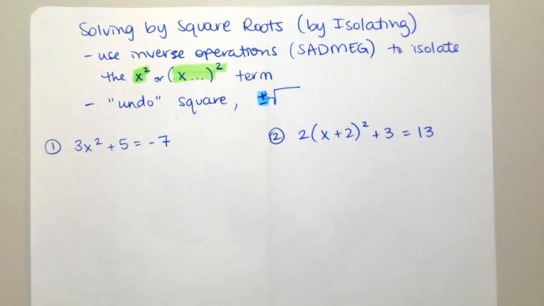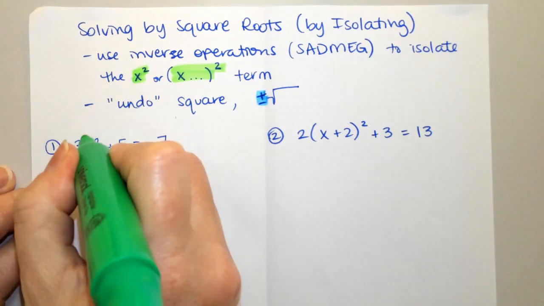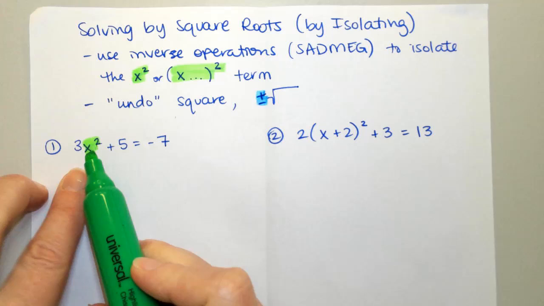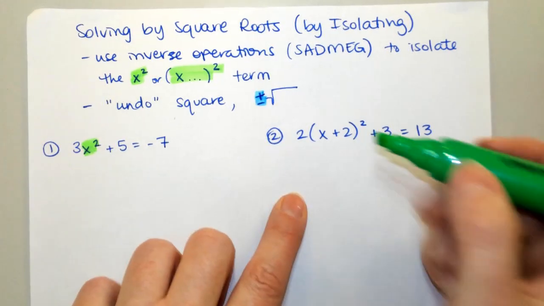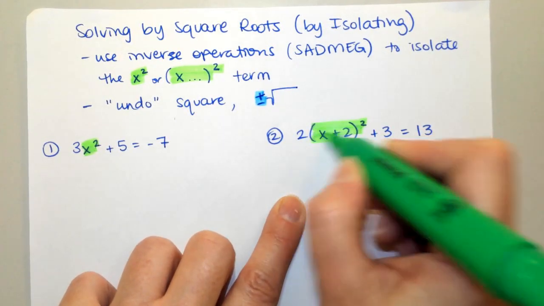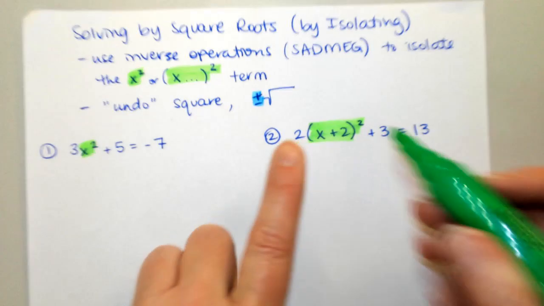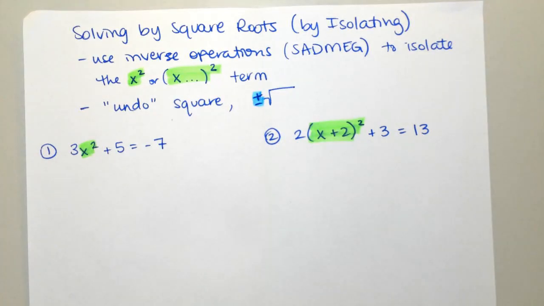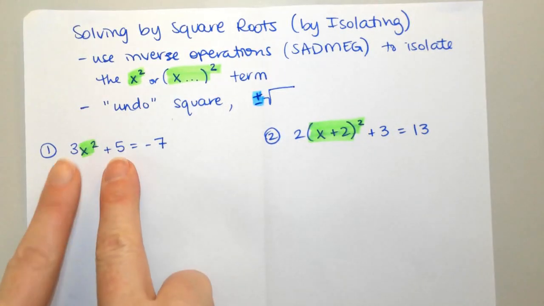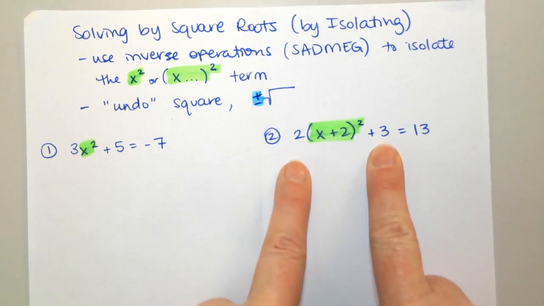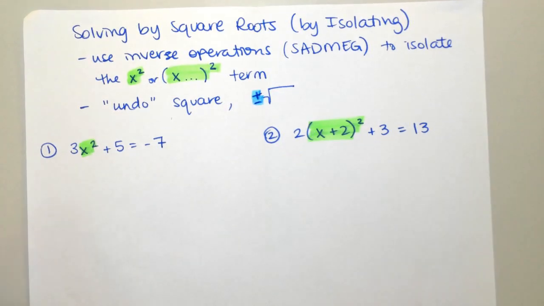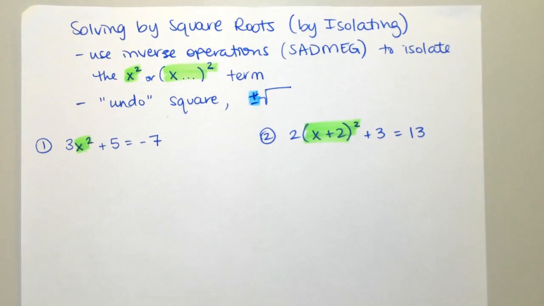So here are two we're going to try, but it's no different from solving any sort of normal equation. So I'm going to work on isolating my x squared term, whether it's just an x squared or whether it's an x with some other value and that whole quantity is squared. So just think about inverse operations. How would we get rid of that 5 and that 3? How would we get rid of this 3 and this 2? So take a little bit of time, see if you can isolate the squared term.